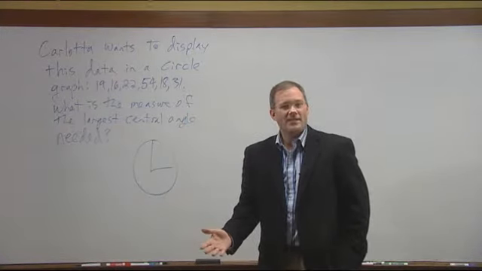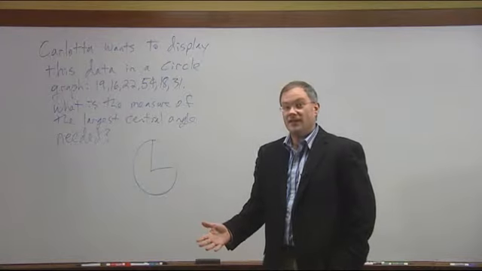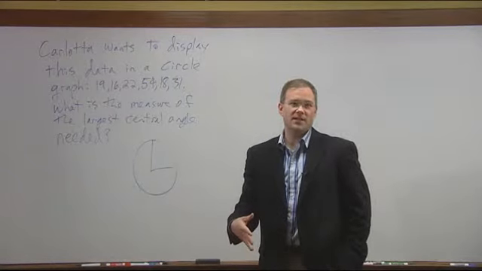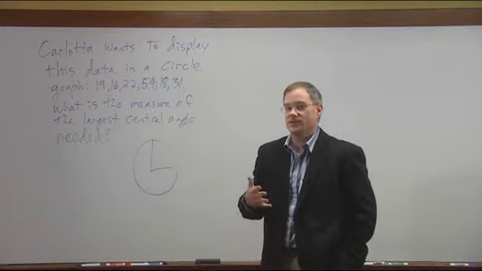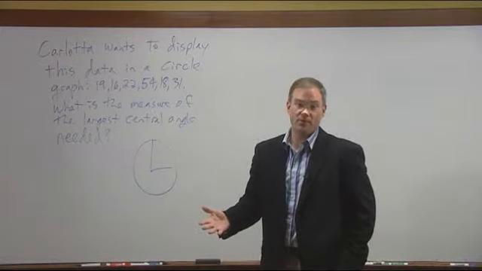There's not a whole lot of context here. The largest central angle needed for what? To display this data to show what? What do these numbers mean and where do they come from and how are we supposed to make sense of it to make the circle graph?